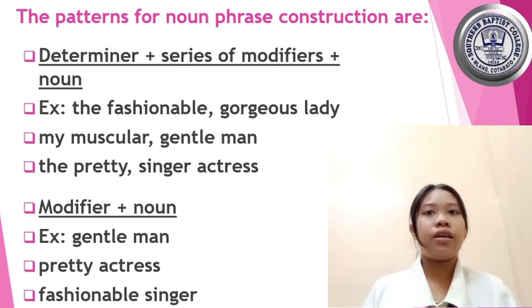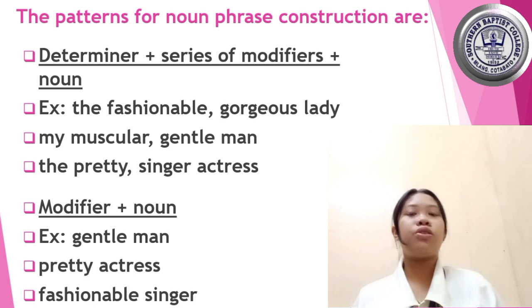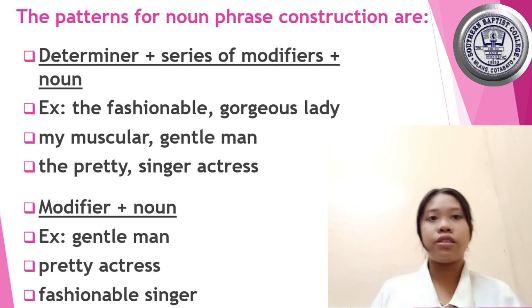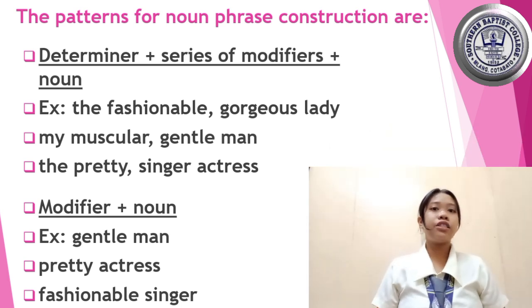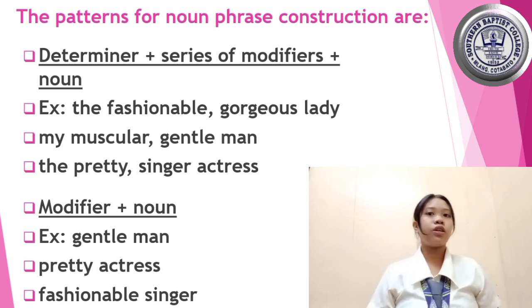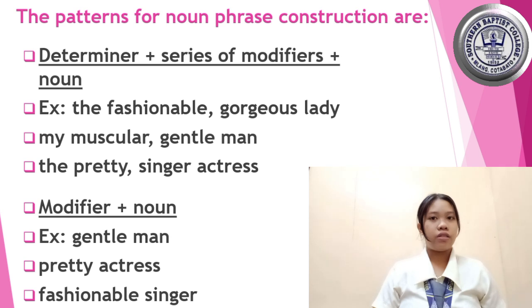From the second example, my muscular gentleman, the word my is our determiner, and muscular and gentle are our series of modifiers. The word man is our noun. For the third example, the pretty singer-actress, the is the determiner, pretty and singer are our series of modifiers, and actress is the noun.